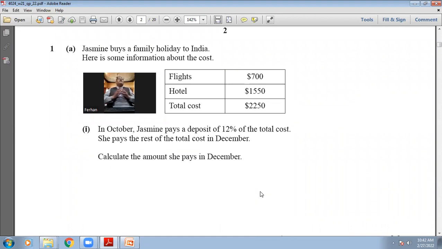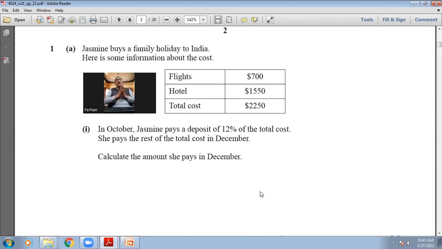Okay, Jasmine buys a family holiday to India. Here is some information about the cost. The flights, $700. Hotel, $1,550. So the total cost is $2,250. In October, Jasmine pays a deposit of 12% of the total cost. She pays the rest of the total cost in December. Calculate the amount she pays in December.